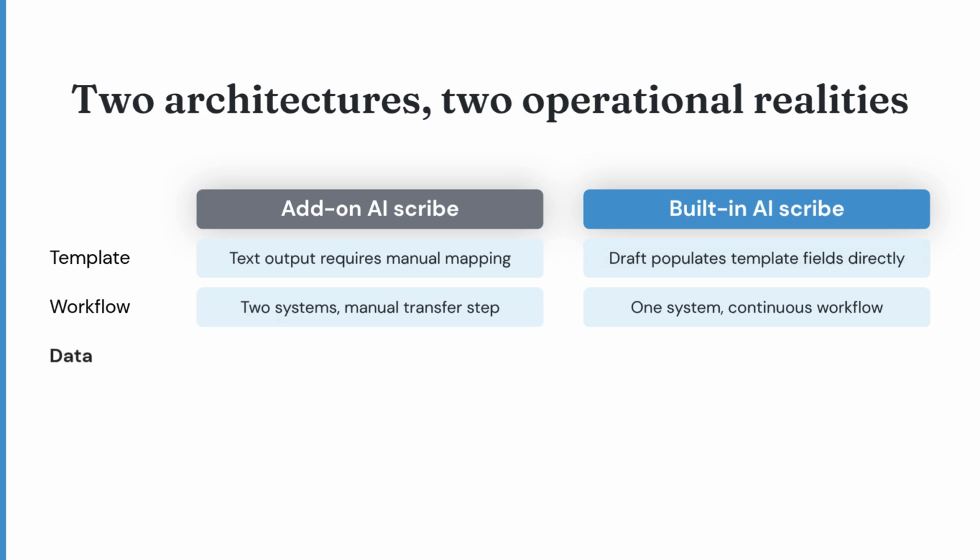Third is data residency, and this one matters for compliance. An add-on AI Scribe processes audio or transcript data in a separate environment. That means session content, protected health information, is being handled outside your EHR by a third-party system under a separate data agreement. For university counseling centers operating under HIPAA, FERPA, and institutional data governance requirements, that is not a trivial concern. It requires careful vendor review, BAA documentation, and ongoing oversight of a second data environment.